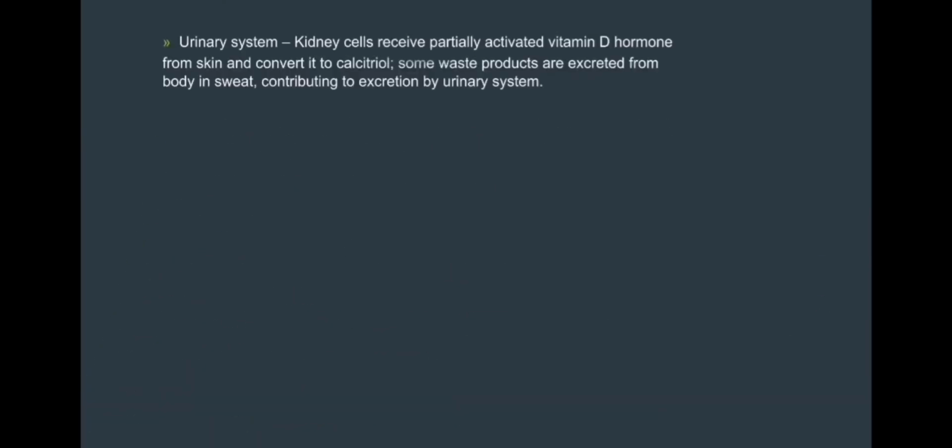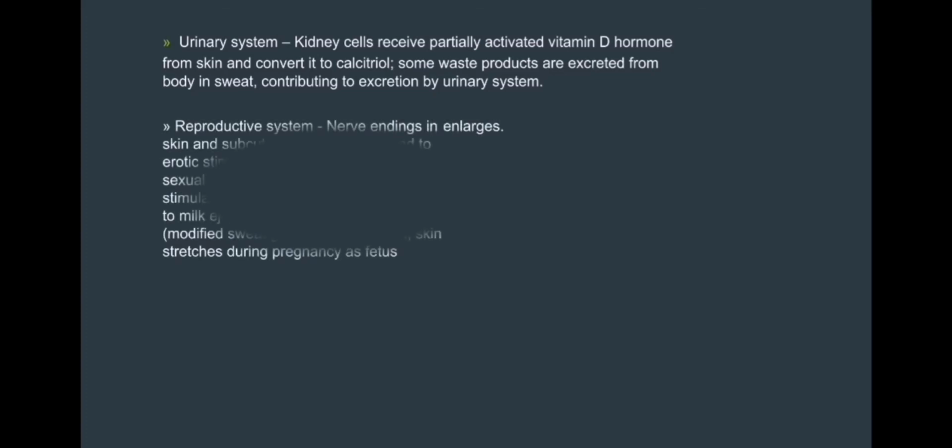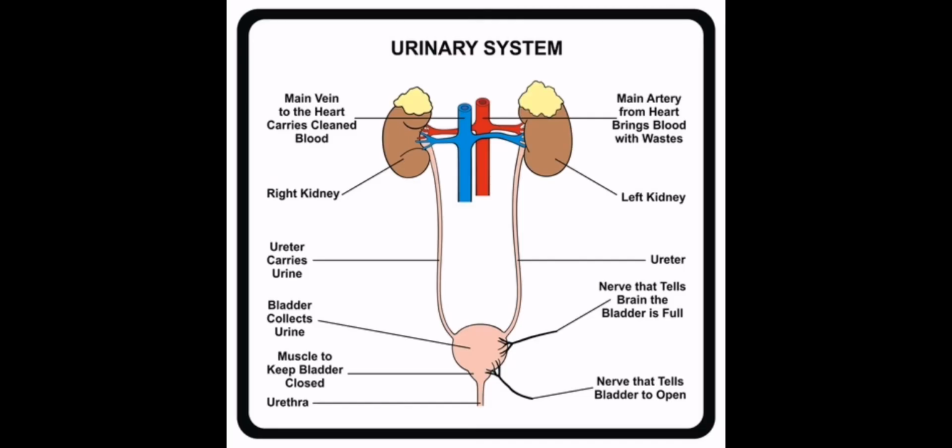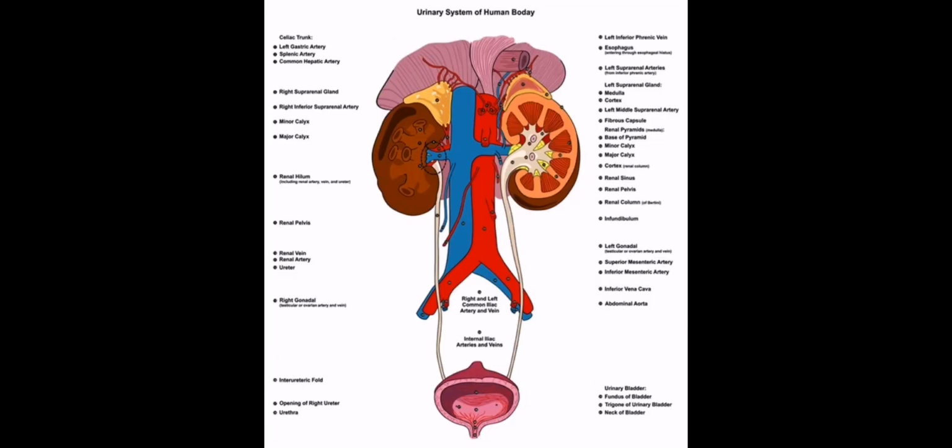The next one is the urinary system. Kidney cells receive partially activated vitamin D hormones from skin and convert them into calcitriol. Some waste products are excreted from the body in sweat, contributing to excretion by the urinary system. In short, the renal system or urinary system is the system where the kidneys filter blood to produce urine and get rid of waste.